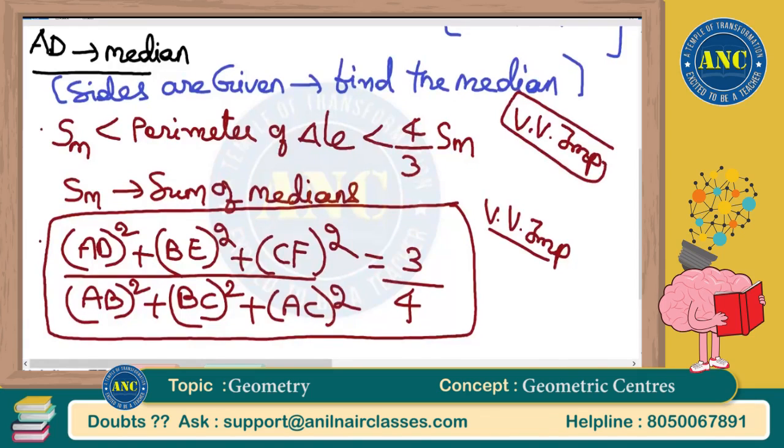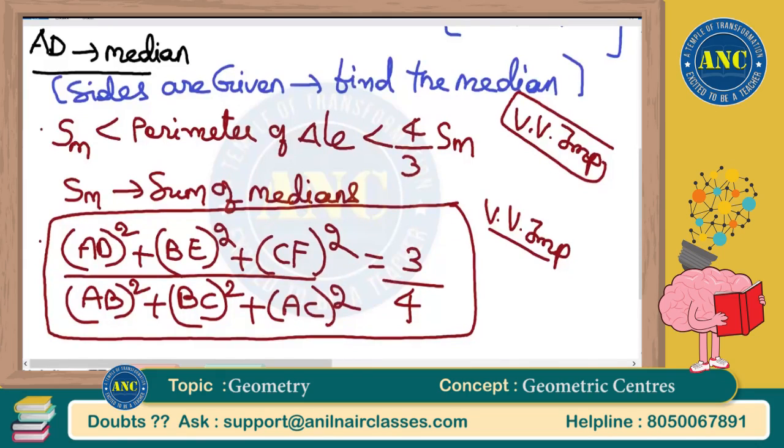The perimeter of a triangle always lies between the sum of the medians and 4/3 of the sum of the medians. The sum of the squares of the medians is nothing but 3/4 of the sum of the squares of the sides. I hope it is clear. Right, one by one, kindly listen. Whenever we solve a problem, we will make use of these properties.